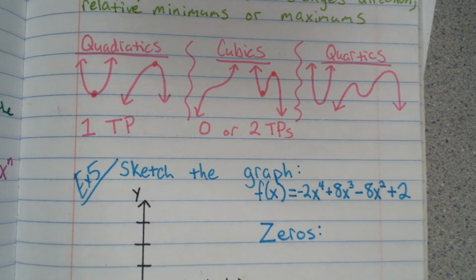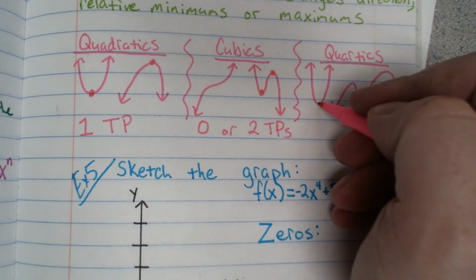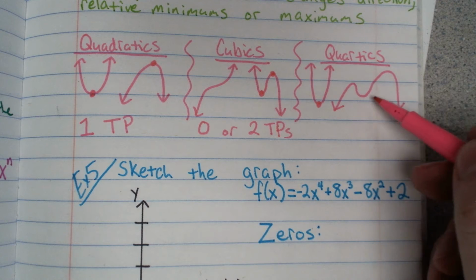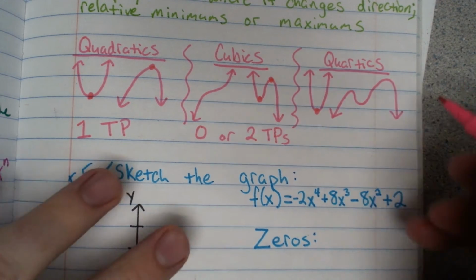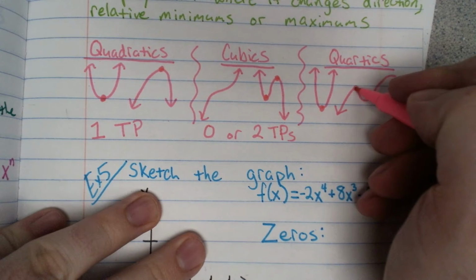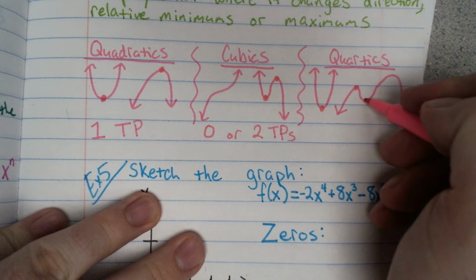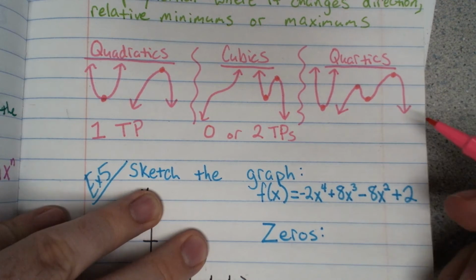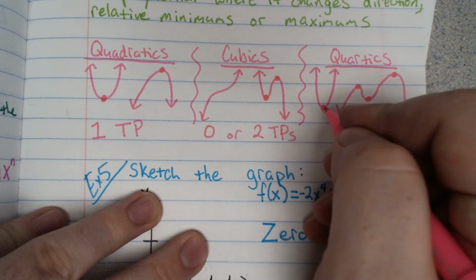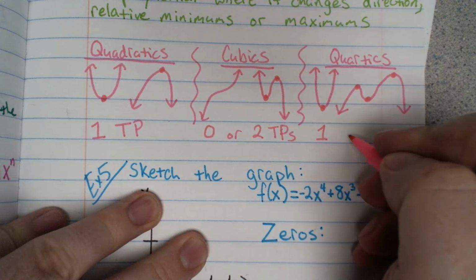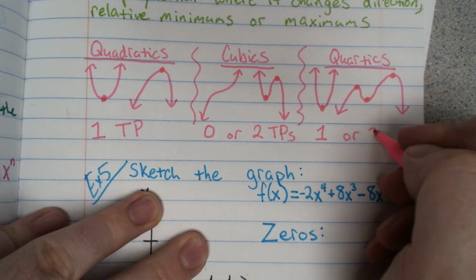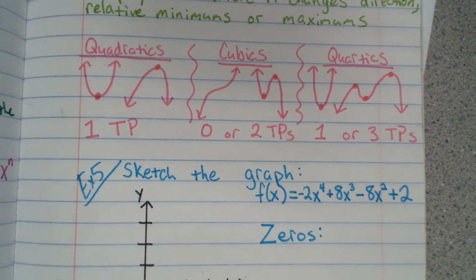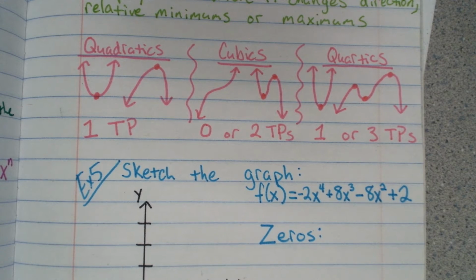And then quartics, some quartics just look like parabolas, like the parent function there. Others can get a little funkier. So we're going up, relative maximum, come back down, relative minimum, come back up, maximum, come down. So this quartic has 1 turning point, and this one has 3. The higher the degree of the polynomial, the more potential turning points you have.